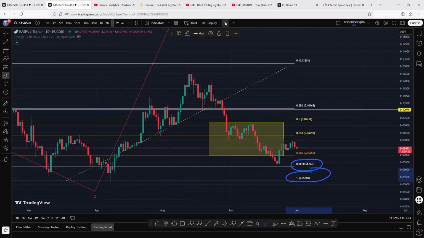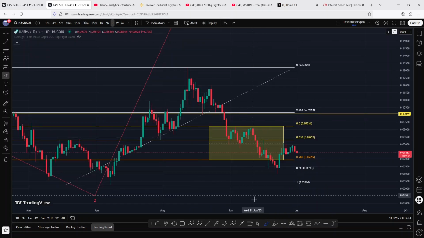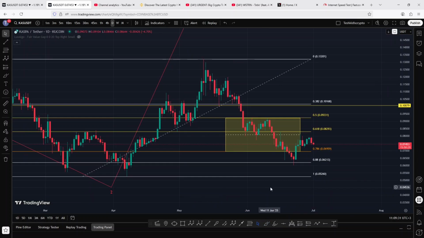So that is all that I'm expecting here on the Kaspa chart, on the short term and also on the long term. And those are the key areas that you need to pay attention to. And let us be patient and see how that plays out, and I will ensure you stay up to date.